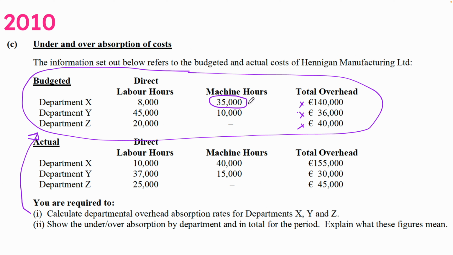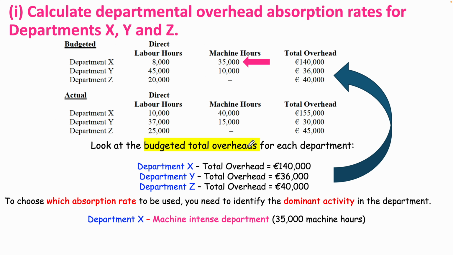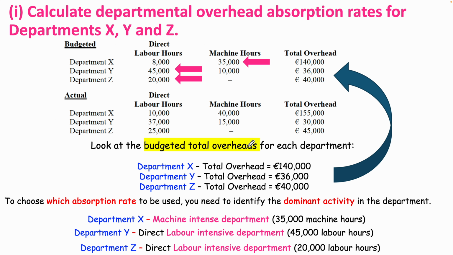We're going to use the most dominant activity. Okay, so the most dominant activity. So 140 divided by 35, 36,000 divided by 45, 40,000 divided by 20, and that will give us our overhead absorption rates. Okay, so we're looking for the most dominant activity in each of them. So Department X, the most dominant activity is machine hours. Department Y, the most dominant activity is labour hours. Department Z, the most dominant activity, labour.